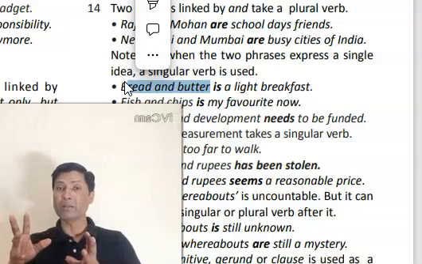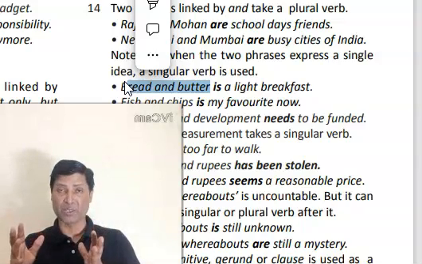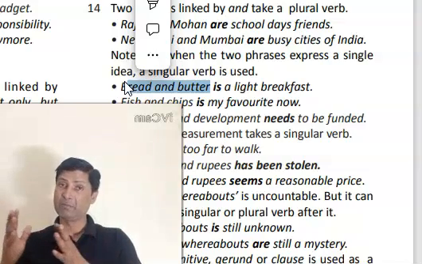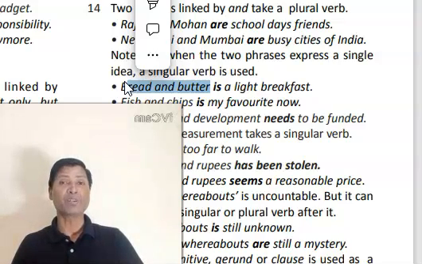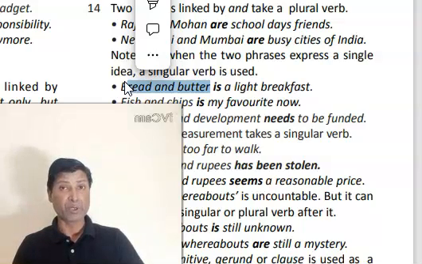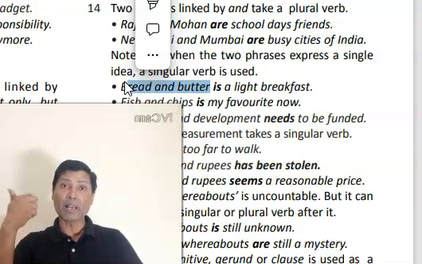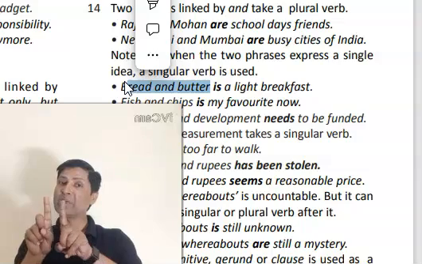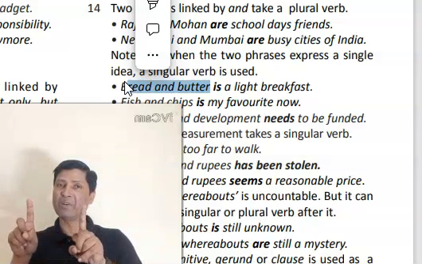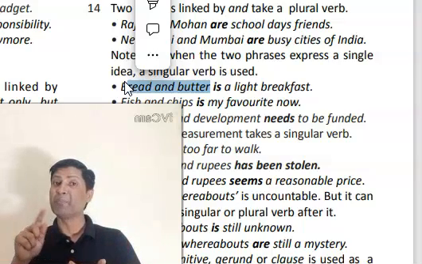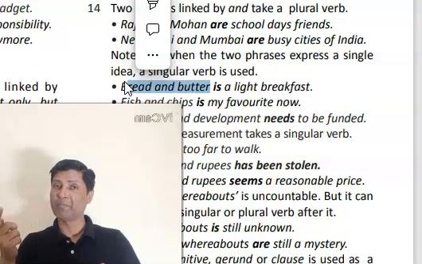So when you see that bread and butter is a light breakfast, fine. Here you have memorized the rule. Dubey sir has written that bread and butter is a singular subject, and you are using it there also. Is bread and butter available at your shop? It will be a wrong sentence, because there you are using both the nouns separately. So whenever they are used as one, singular; whenever they are considered separate, plural. So, Bhaiya, are bread and butter available at your shop?